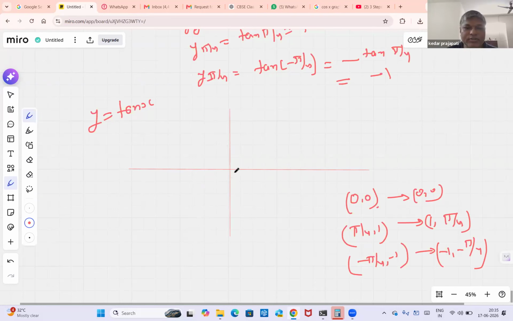So the points are 0, 0. Now this is on the x-axis. 1 and minus 1 will come. Suppose it is 1 and it is minus 1, something like that. On the y-axis it will be pi by 4 and minus pi by 4. So suppose this is pi by 4. Okay. So this will be minus pi by 4.